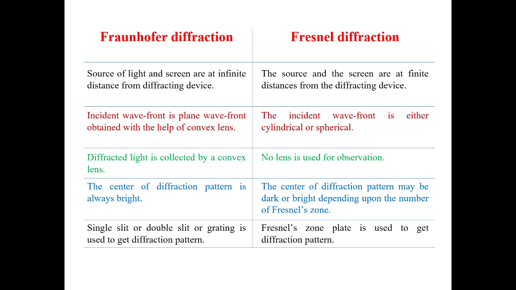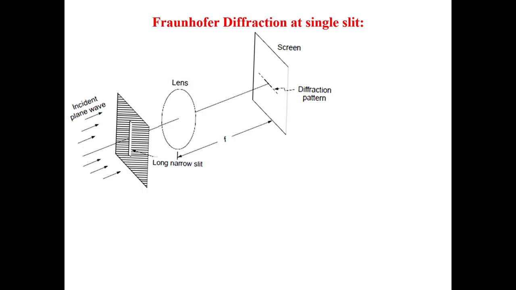In Fraunhofer diffraction, the center of the diffraction pattern is always bright, but in Fresnel diffraction, it is not the case. In Fraunhofer diffraction, a single slit or double slit or a grating is used to get the diffraction pattern, while in Fresnel diffraction, a zone plate is used to get the diffraction pattern. In this course, we will focus only on Fraunhofer diffraction pattern.